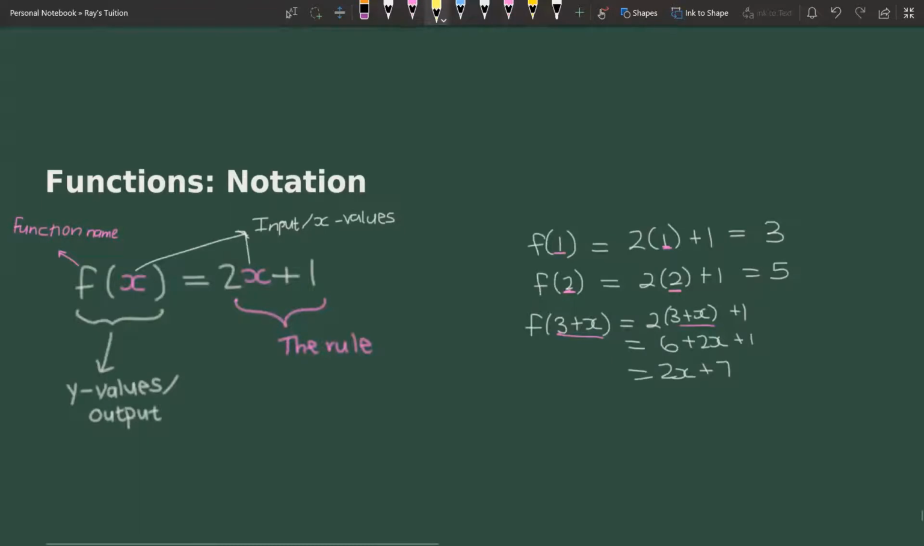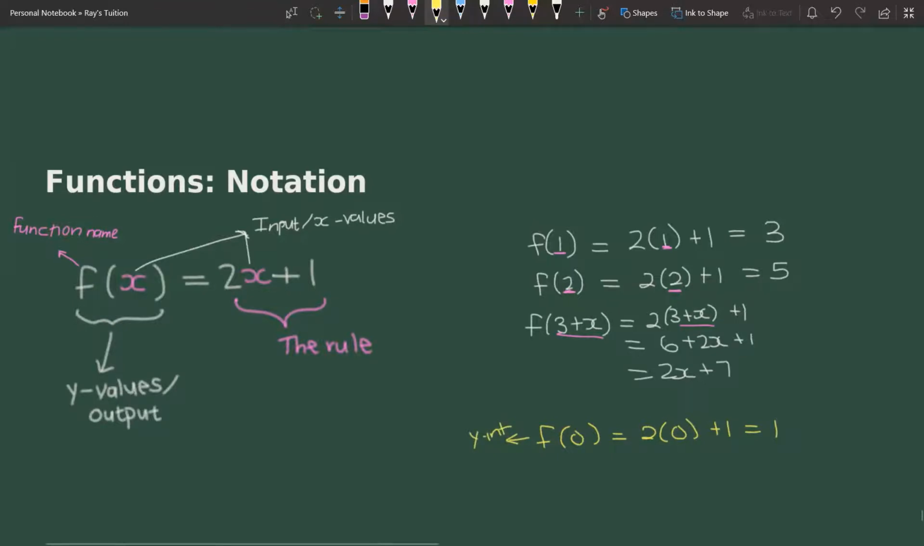So just a few other points. F of 0, which means that we're putting 0 in the place of x. So it's 2 times 0 plus 1, which is 1. This here is then the coordinate of the y-intercept. So f of 0 is the y-intercept.